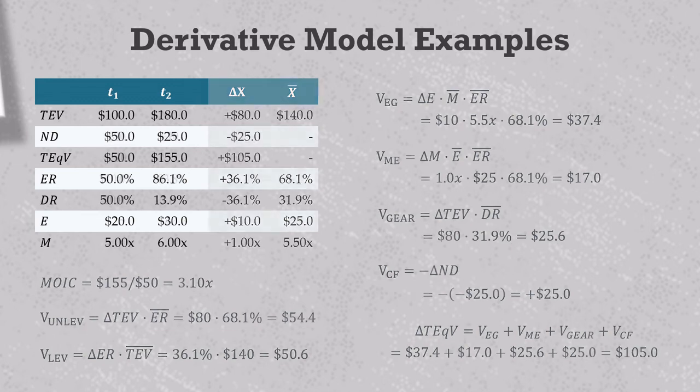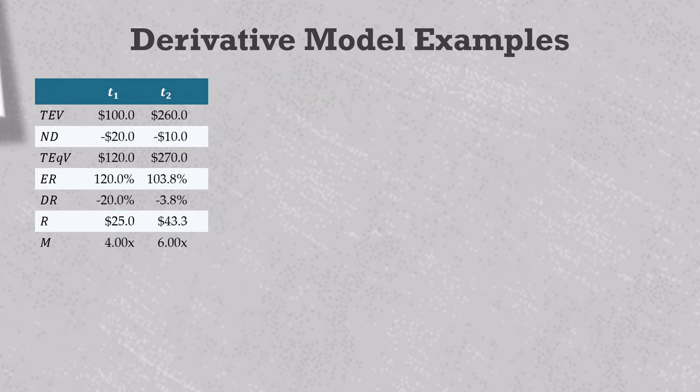Alright, one more example. Let's look at a growth deal where we have a revenue valuation instead of an EBITDA valuation. The math works the same way. Growth capital gives us negative net debt values, negative debt ratios, and equity ratios that are greater than 100%. Here the company grows enterprise valuation from 100 to 260 while burning through half of its 20 million of initial cash, generating 150 million of total equity value and a gross multiple of 2.25x.